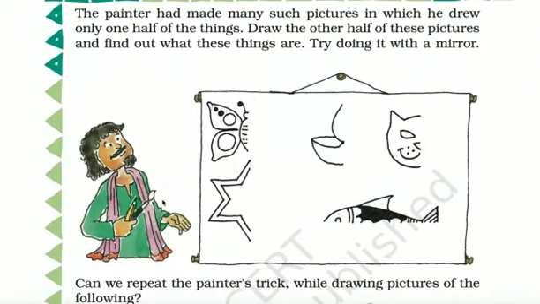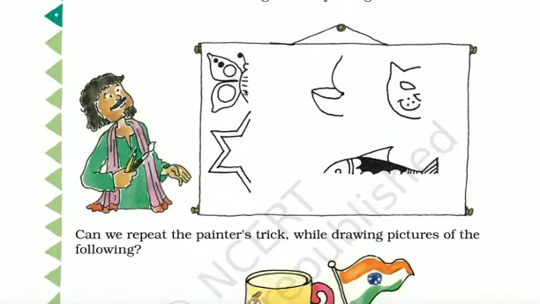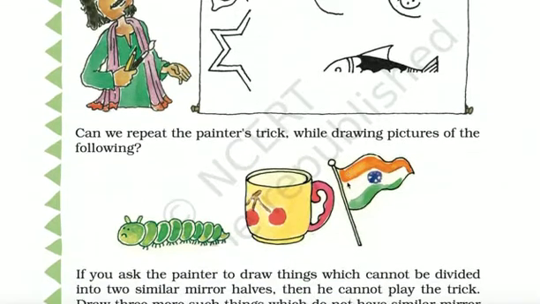Okay. The painter had made many such pictures in which he drew only one half of the things. You draw the other half of the pictures and find out what these things are. Try doing it with a mirror. Okay. This is a butterfly. This is a diya. In English, not candle. Okay. This is fish. This is cat. This is star. Okay. Can we repeat the painter's trick while drawing the pictures of the following?